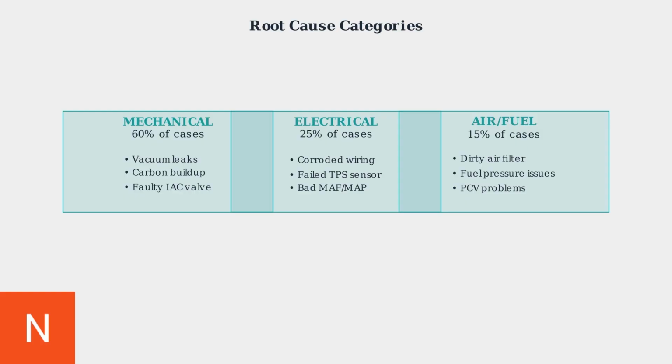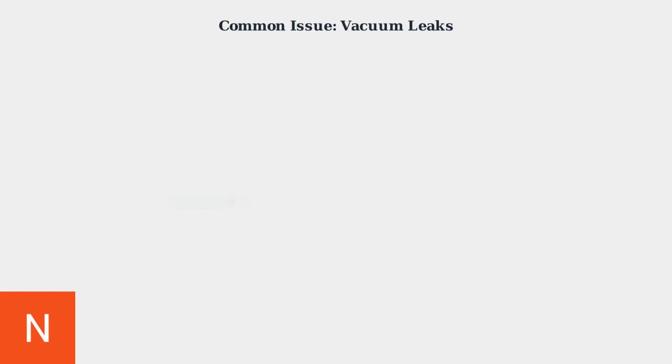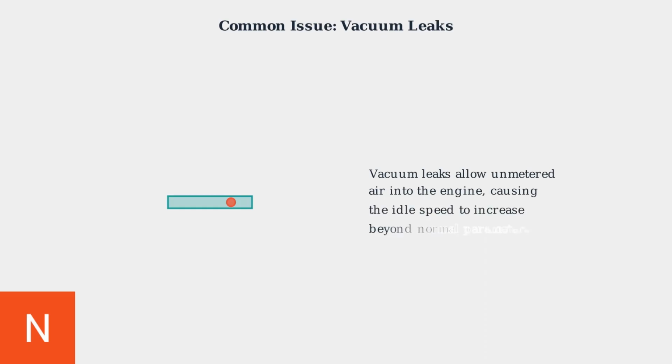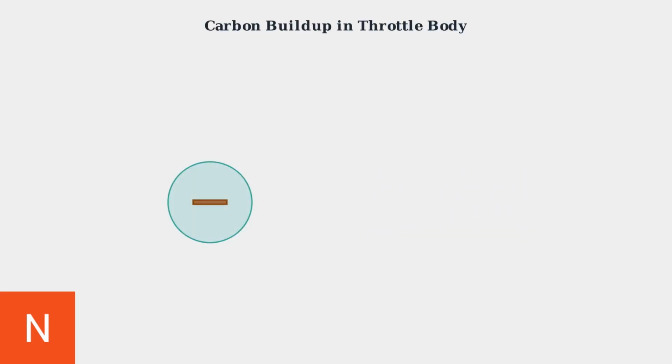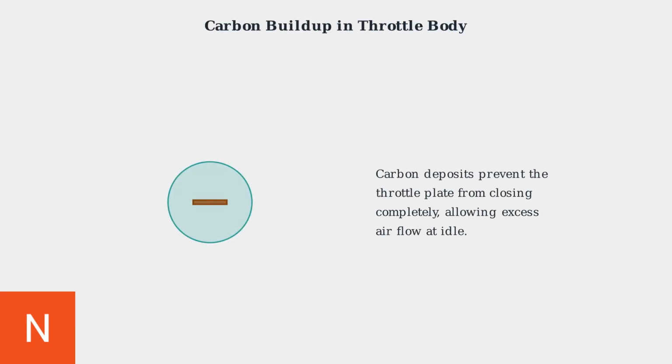system malfunctions. Vacuum leaks are among the most common causes of P0507 codes. When vacuum hoses crack or connections loosen, unmetered air enters the engine, causing the idle speed to rise above normal parameters. Carbon buildup in the throttle body is another frequent culprit. These deposits prevent the throttle plate from closing completely, allowing excess airflow that raises idle speed beyond specifications.